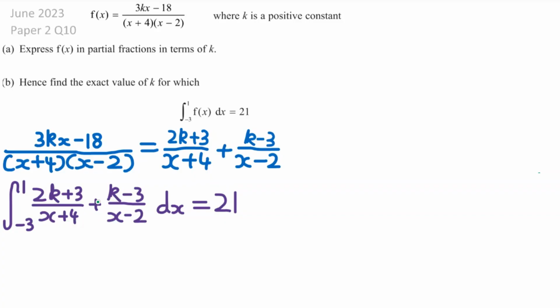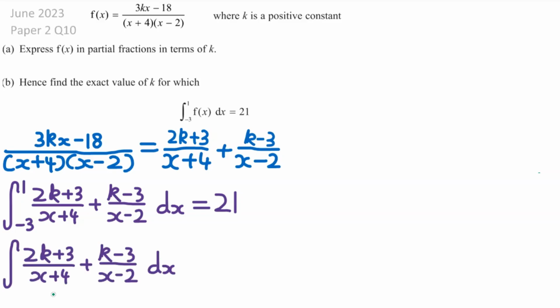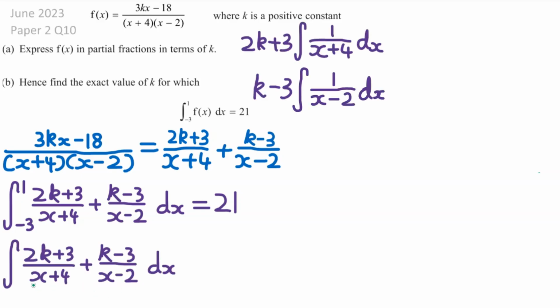So this is a definite integral, so as I talked about before, we don't need to worry about these limits at the start. What we first need to focus on is actually integrating this here. So let's consider these two terms individually. If we start with this 2k plus 3 over x plus 4, remember 2k plus 3 is a constant, so we can take it out of the integral like this here and focus on integrating this 1 over x plus 4. And this here is really easy.